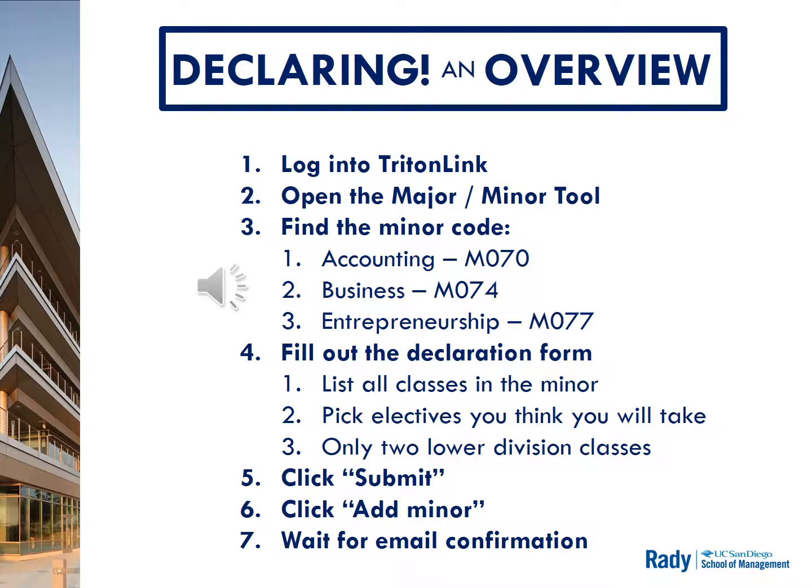And then don't list too many lower division classes. For minors at UCSD, you can take a maximum of 2 lower division classes, so it will raise a red flag if you list more than 2. Click Submit, click Add Minor, and then I will send you an email confirmation.